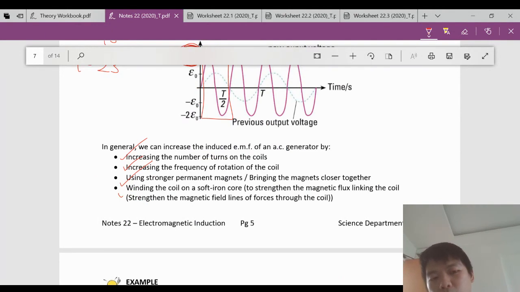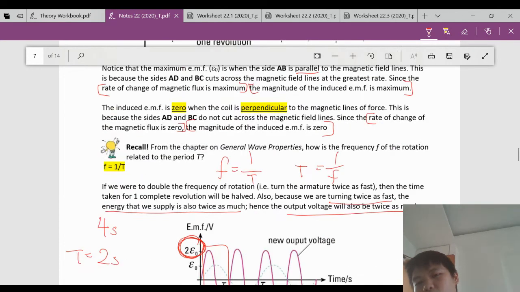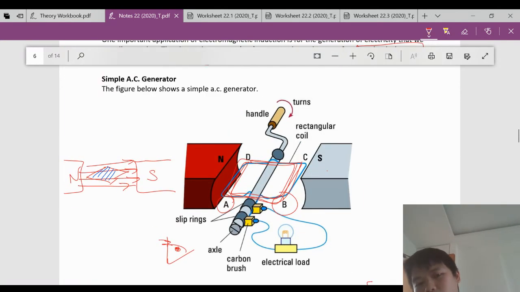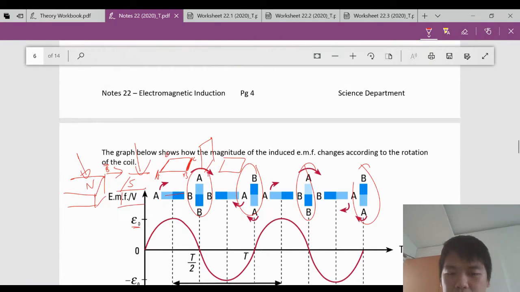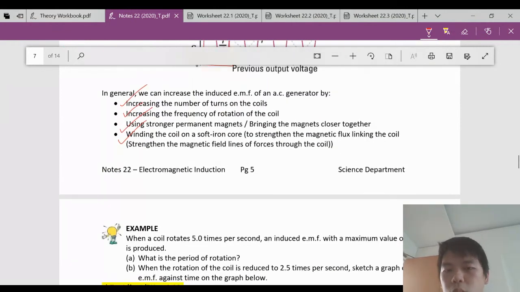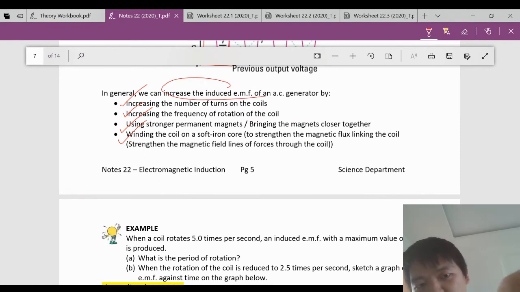And at the same time, you can wind the coil on the soft iron core. Why? This will strengthen the magnetic flux linking to the coil. So what do I mean? Put the iron here inside. Put iron here, and then you spin it along, because this will help to concentrate the magnetic field lines inside there and will help to strengthen the magnetic flux linking the coil. All right. So these are the 4 ways to increase the induced EMF of an AC generator.